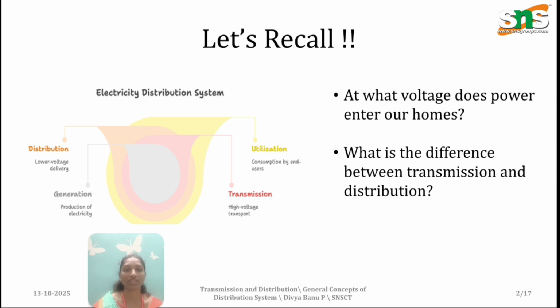Another question here is, what is the difference between transmission and distribution? Yes, very good. Transmission is where we transmit power from the generation part to the distribution part, where consumers are going to use it, whereas distribution is where we distribute to each and every home in that particular area. So transmission is only transferring power from one place to another, whereas distribution is supplying to the end users.